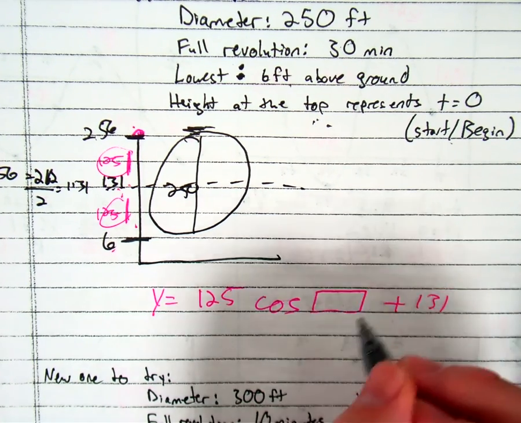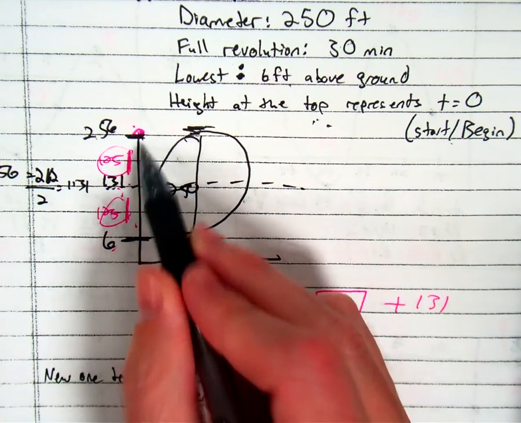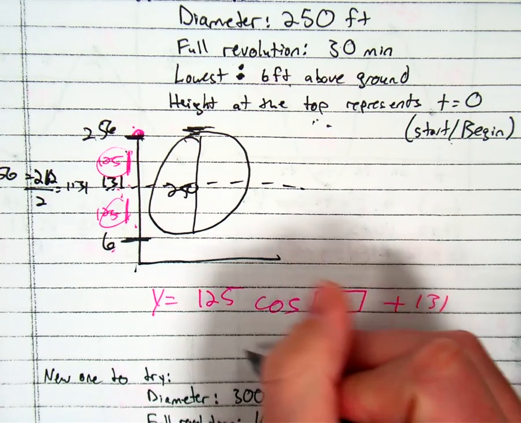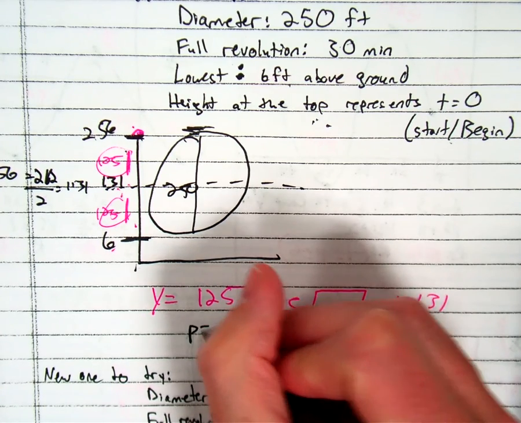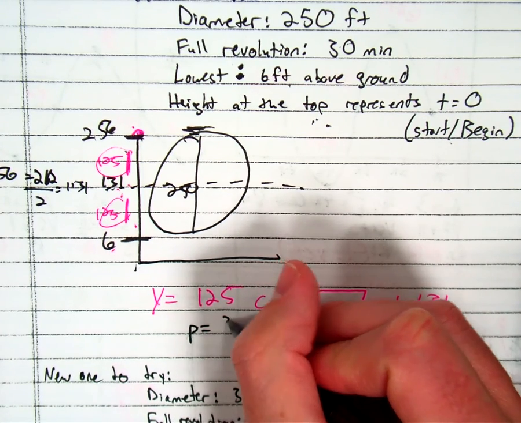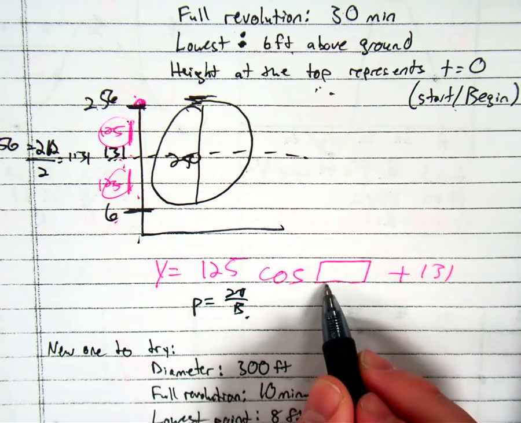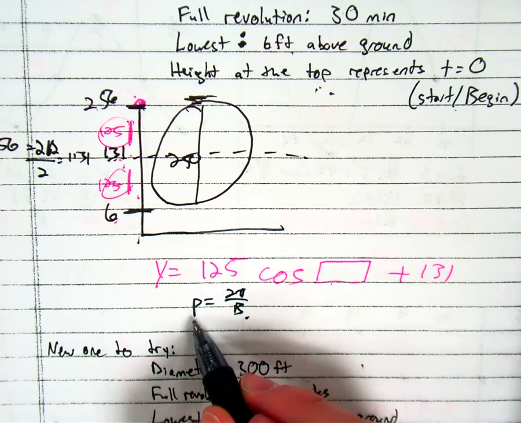Okay, we need the period adjuster. I don't think we're moving left or right at all. We're starting right here at time 0. There's no left or right shift, but we do need a period adjuster. Our period equals 2 pi over your b multiplier. And that's what we're trying to find, the b multiplier that sits there next to theta.